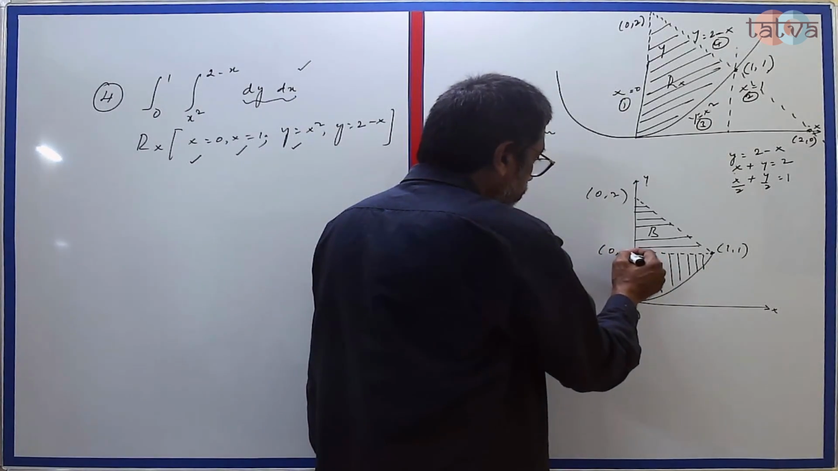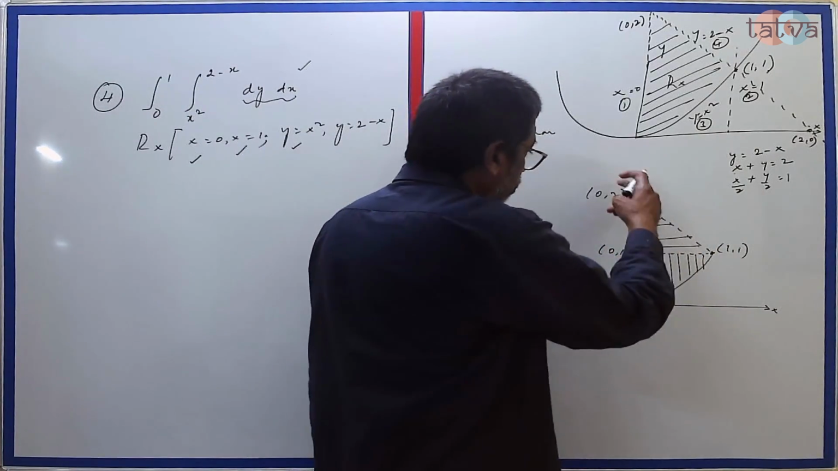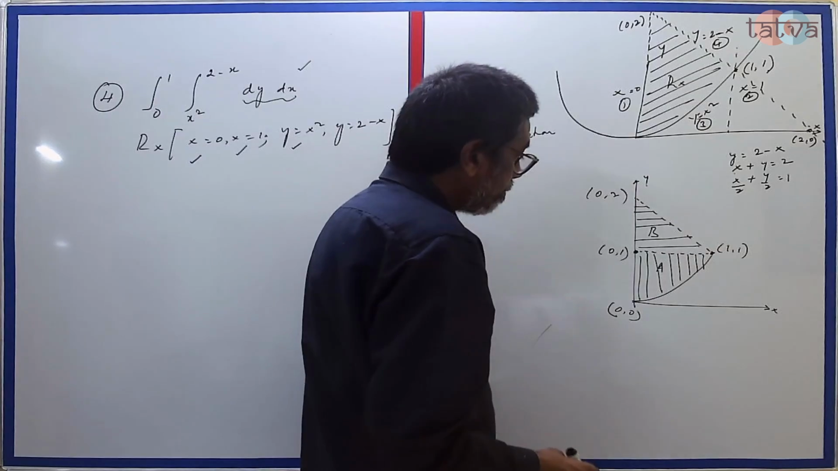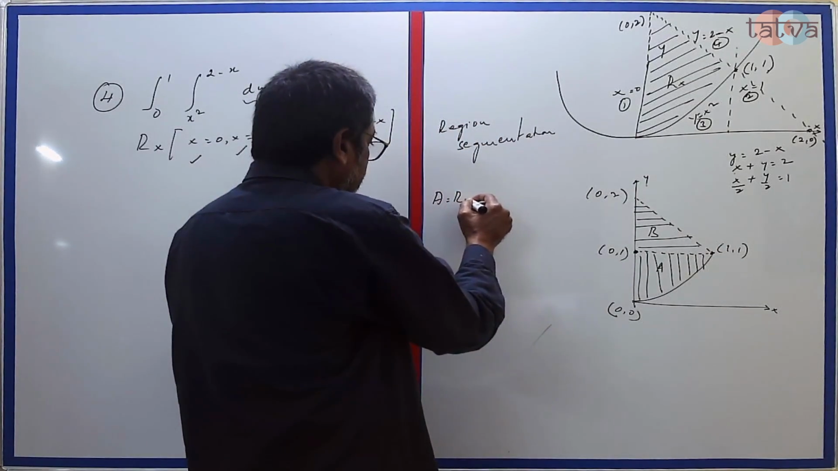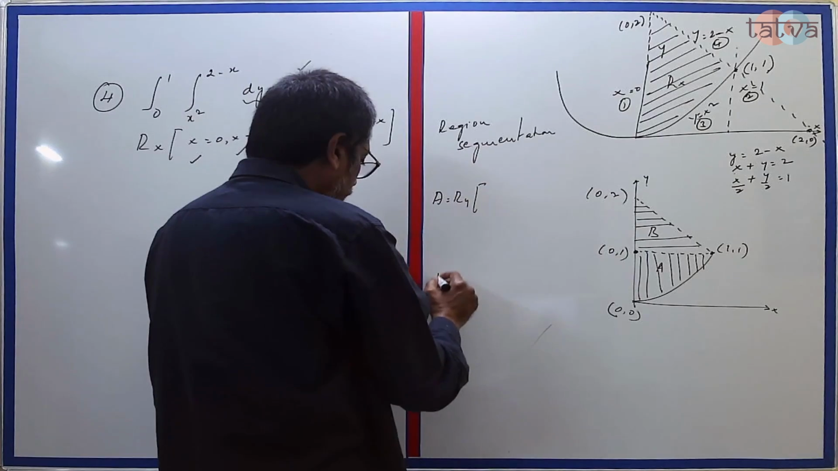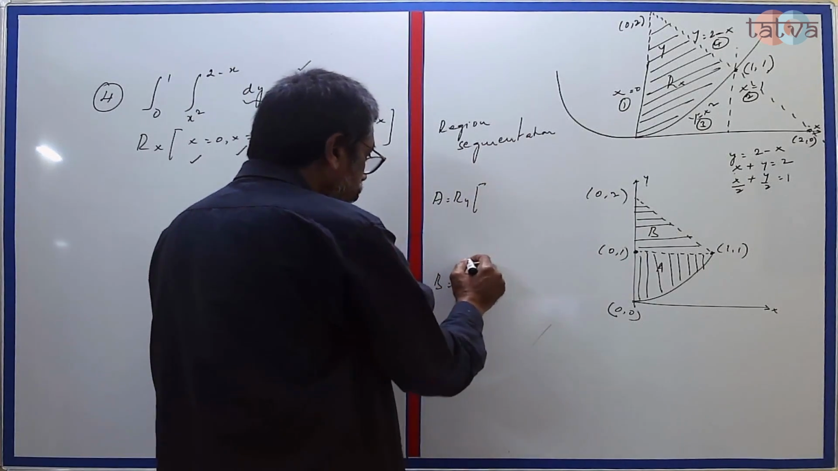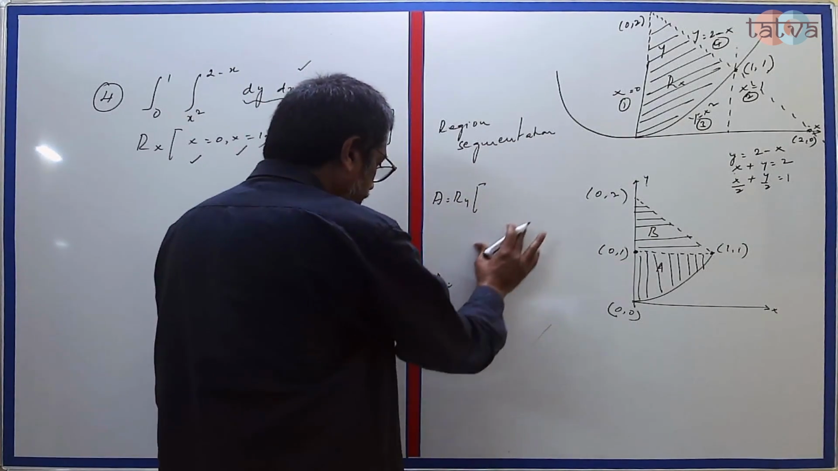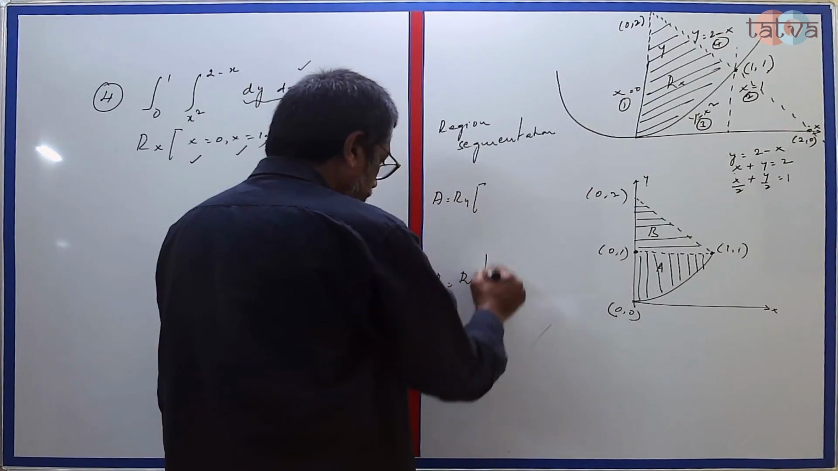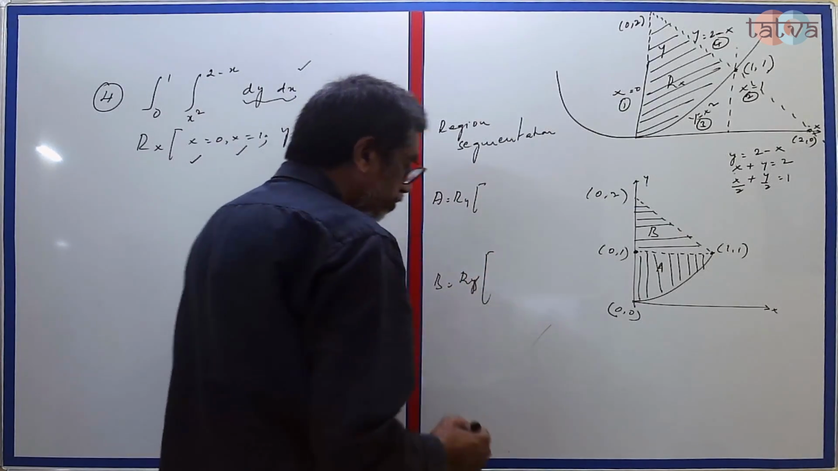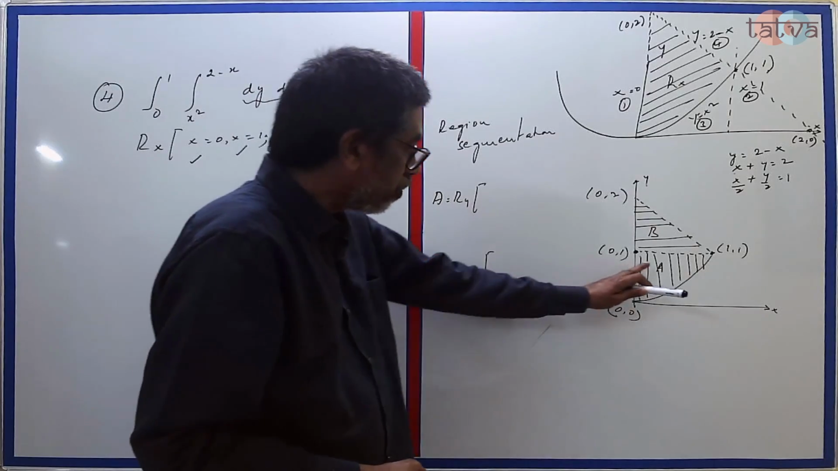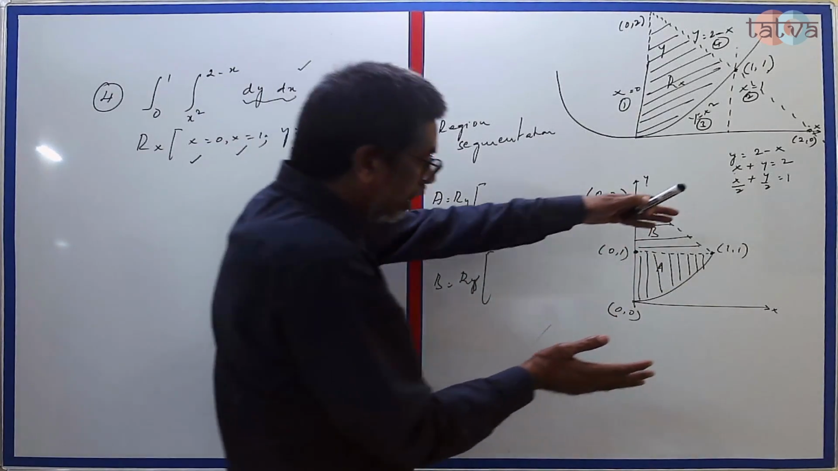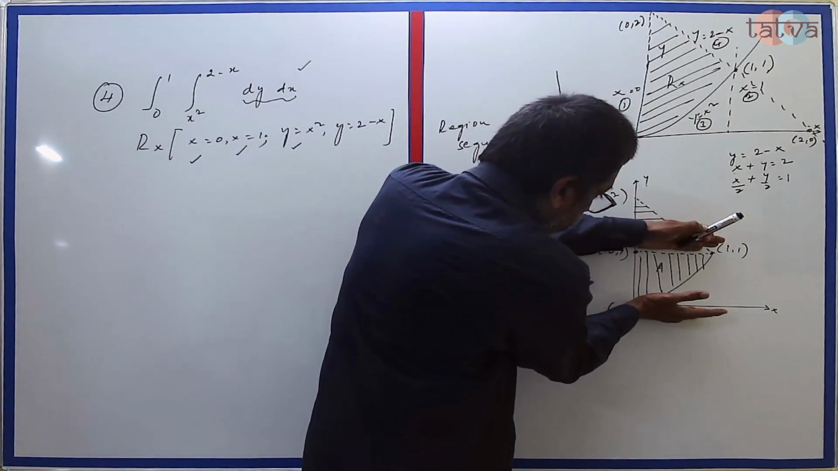Its coordinates will be 0, 1. I think all the corner points are now there. And then I want to express A as an RY region, and I want to express B also as an RY region. So only focus on A now. I want to see it as an RY region between these two horizontals.